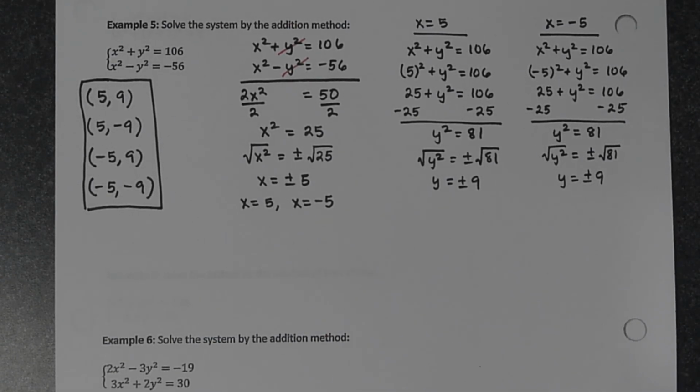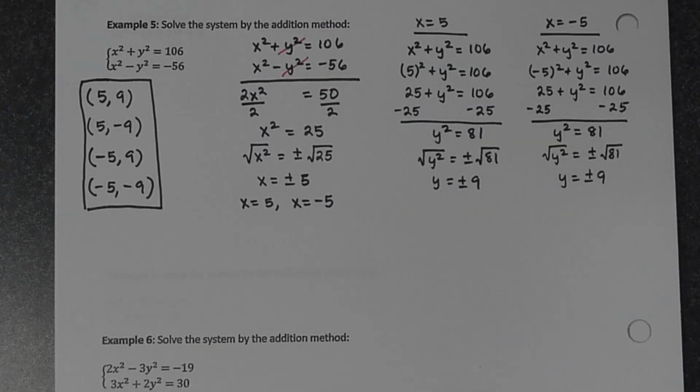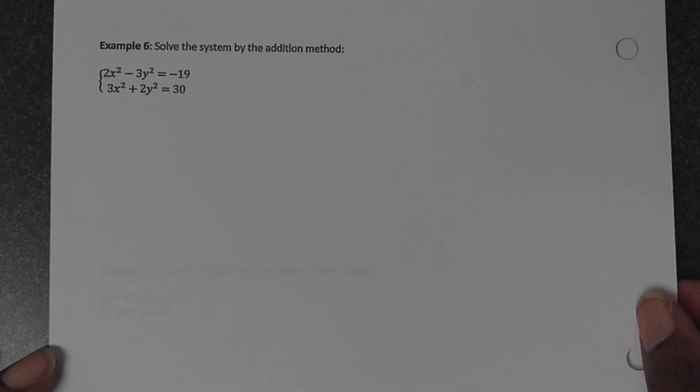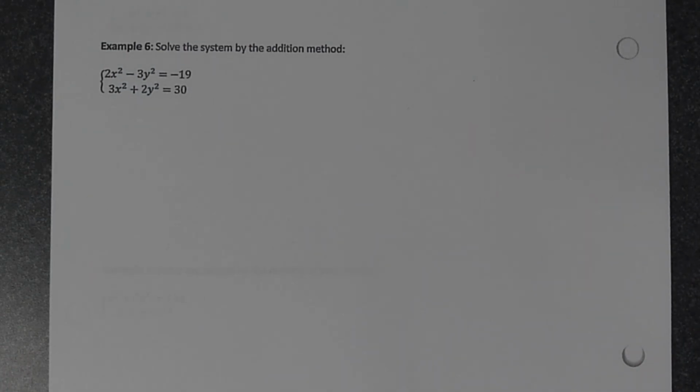Okay. All right, now example 6. Let's say we want to use the addition method to solve this system of equations here. We got 2x squared minus 3y squared is equal to negative 19, and 3x squared plus 2y squared is equal to 30.